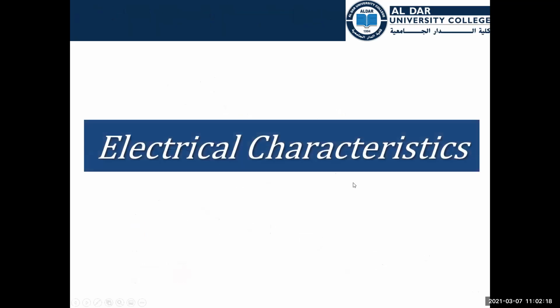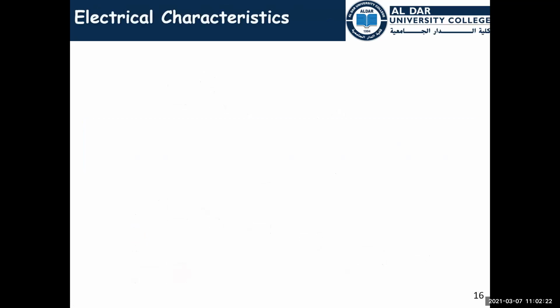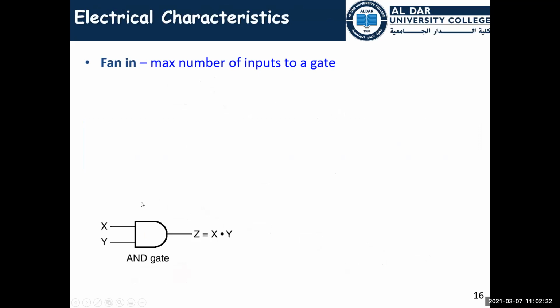Okay. What about some electrical characteristics of the logic gates? We have the fan-in. Fan-in is the maximum number of inputs to a gate. Some of the gates don't bear more than three inputs, maybe some others don't bear more than five, and so on. This is fan-in, and you will find it in the characteristics of the IC that you are buying.